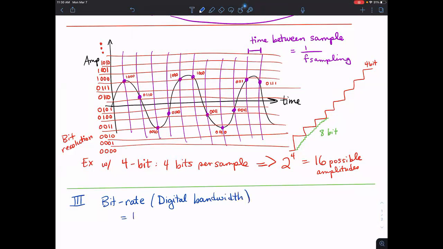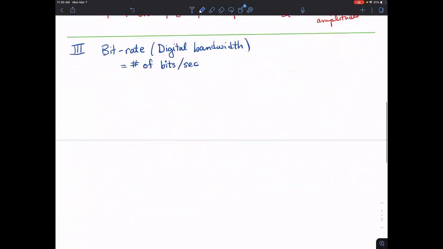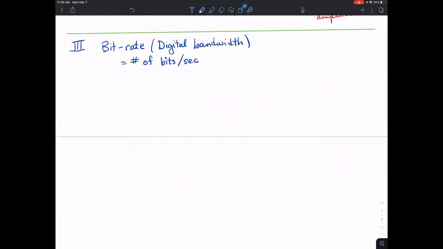Okay, and that is equal to the number of bits per second that have to be saved, or encoded or decoded by the analog to digital and digital to analog converters. So that's the number of bits per second that we're talking about. Now, to get those, you would just multiply the sampling frequency by the number of bits per sample.